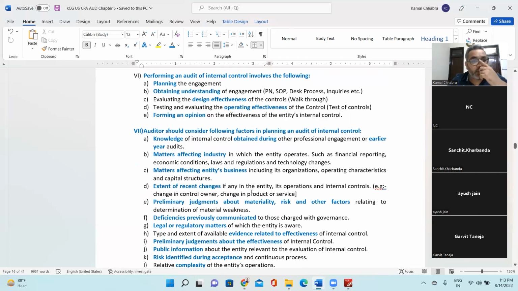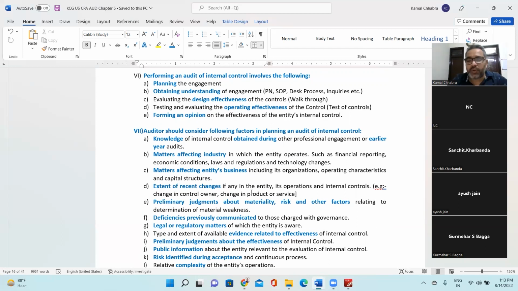Sixth point, performing an audit of internal control involves the following. First one is planning the engagement, obtaining an understanding. How do you obtain an understanding? By process narrative, standard operating procedure, desk process, inquiry process, right? Then evaluating the design effectiveness, which is like through walkthrough. Then testing and evaluating the operating effectiveness by performing test of control, and then forming an opinion on the effectiveness of the entity internal control. So this is all what you'll be performing.